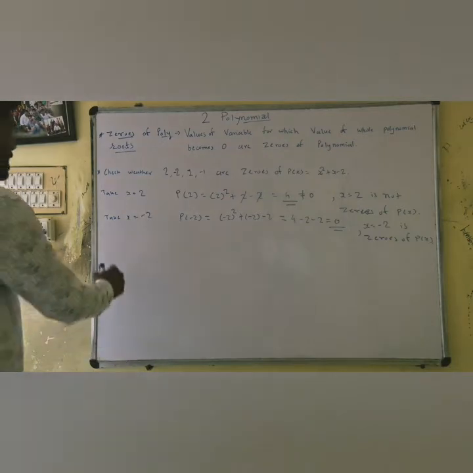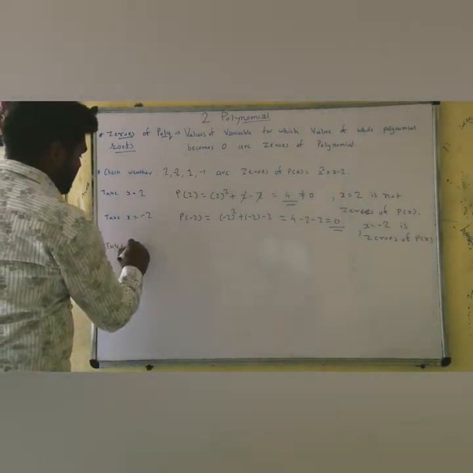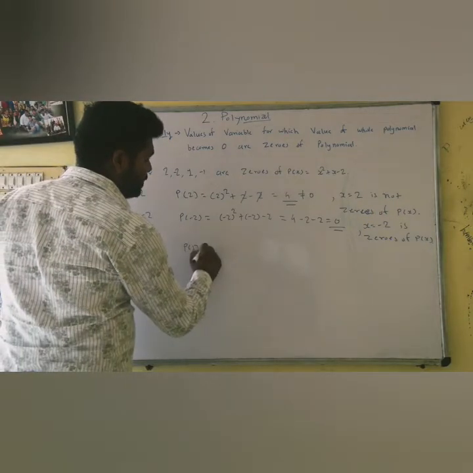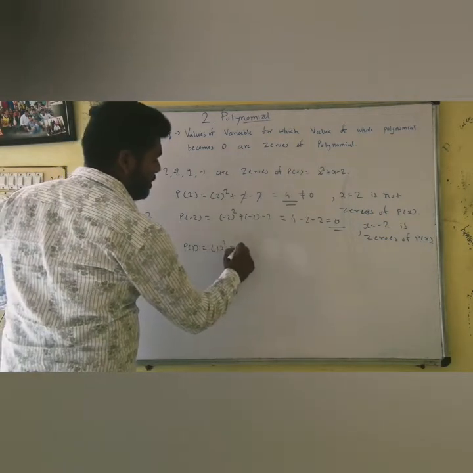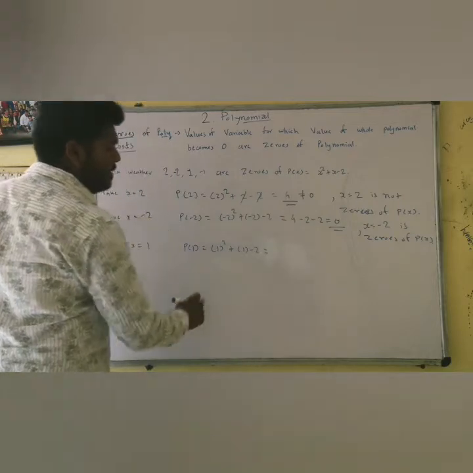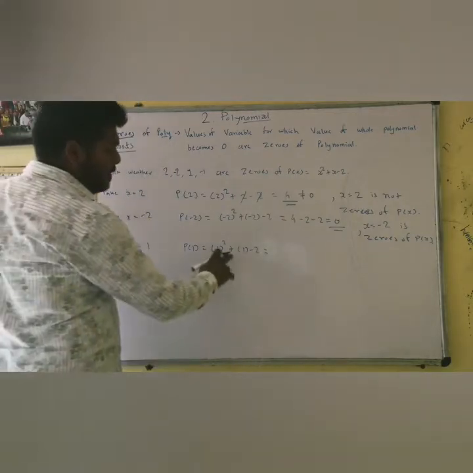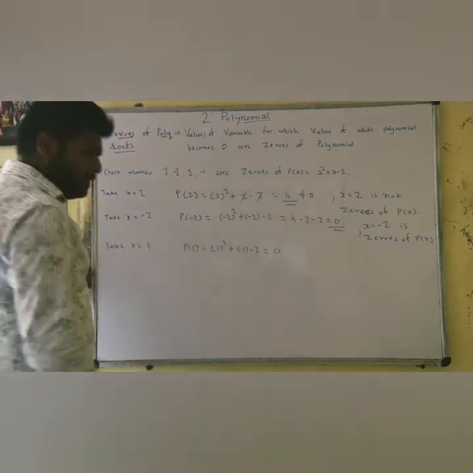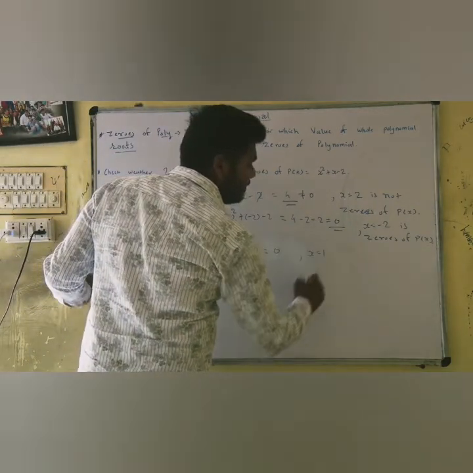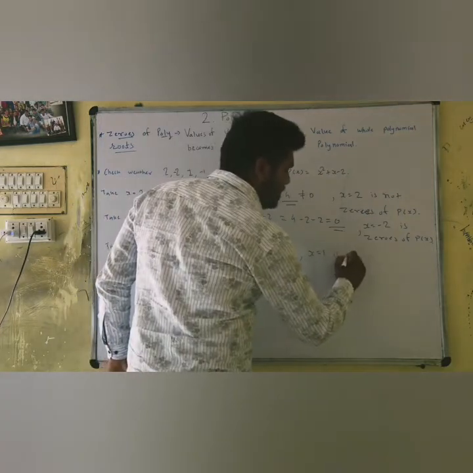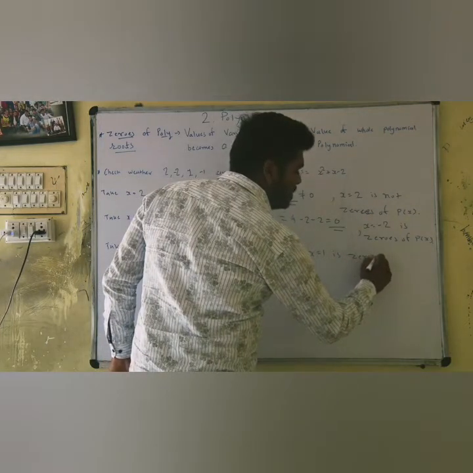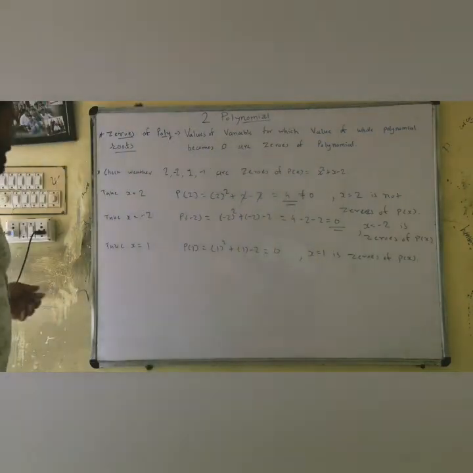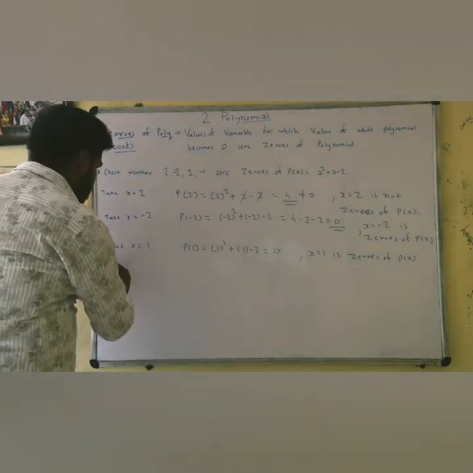Understood? Now take x equals 1. So, p of 1 equals square of 1 plus 1 minus 2. Square of 1 is 1, 1 plus 1 is 2, 2 minus 2 is 0. Clear? So, x equals 1 is a zero of p of x. Understood? At last, put x equals minus 1.